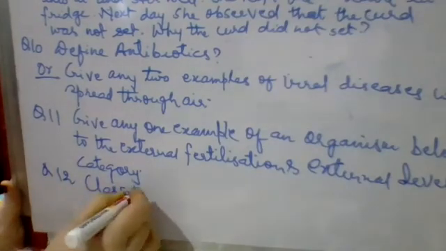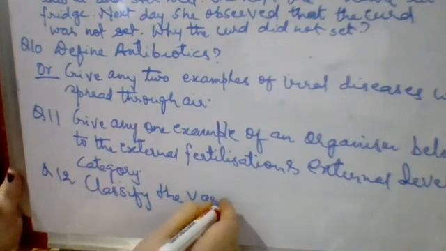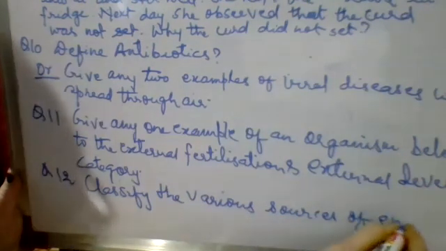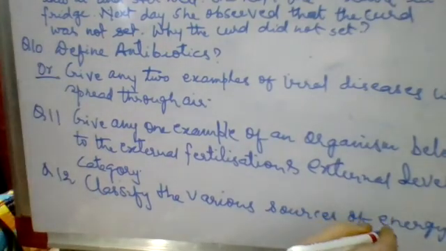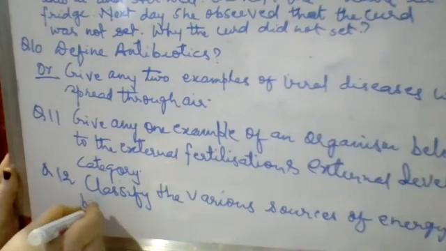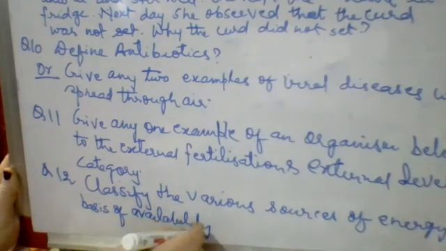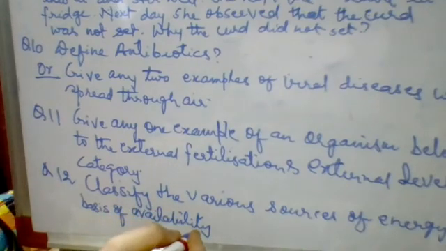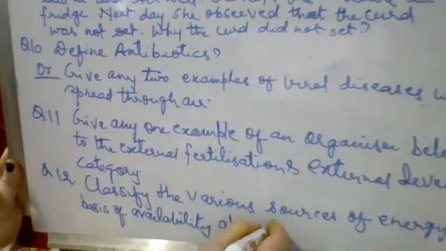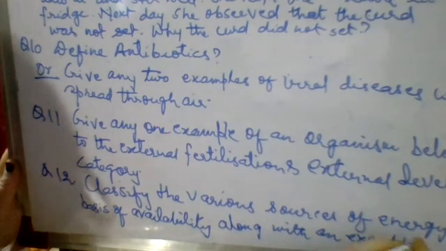Next is your question: classify the various sources of energy on the basis of availability, along with an example of each.